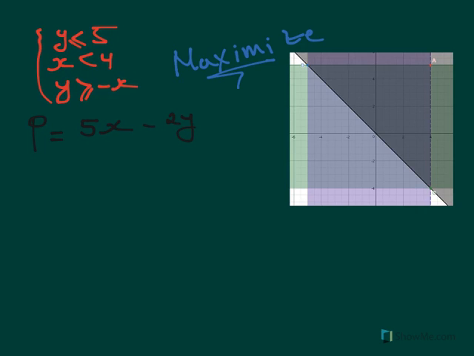Alright, here's another video. This is Mr. Mohammed, and we're looking at linear programming, and it's a maximizing problem. So I was given these three constraints.